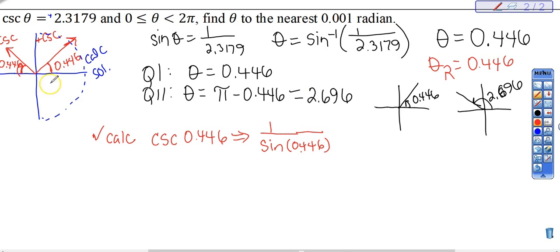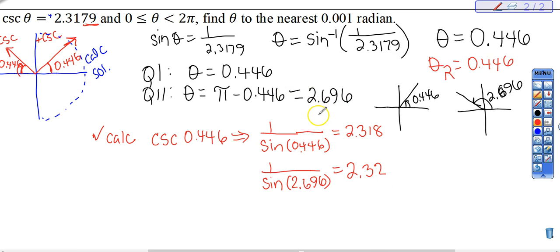Let's make sure we get something that's really close to 2.3179. 2.318? Oh, that's close enough, right? Because 79 would round to 8. 2.318. All right. And then we would also do 1 over sine. If you don't mind, I'm not going to write out cosecant first. We've got the process down. 2.32. Close enough. Because we estimated our interim answer, it's going to throw our final answer off a little bit. So definitely true in that case too.